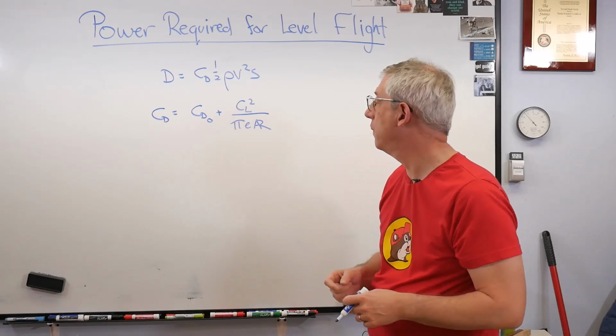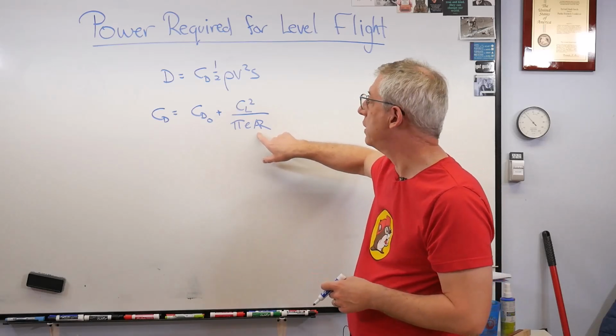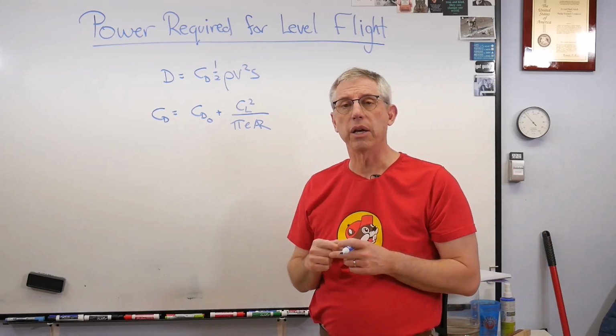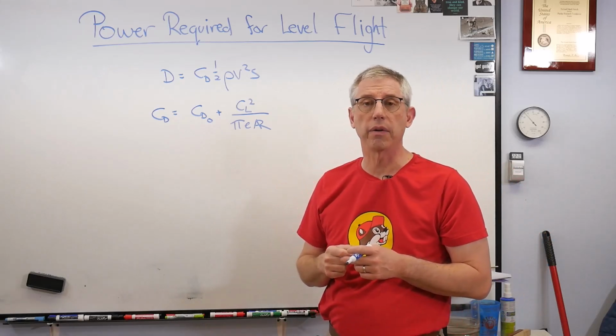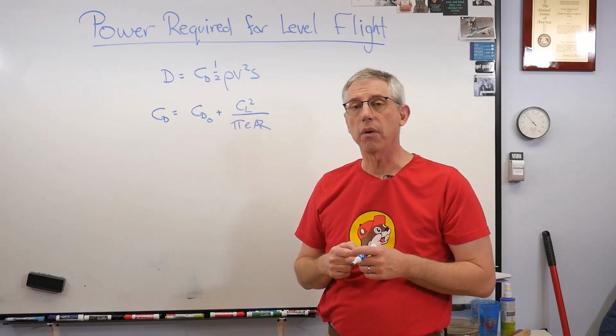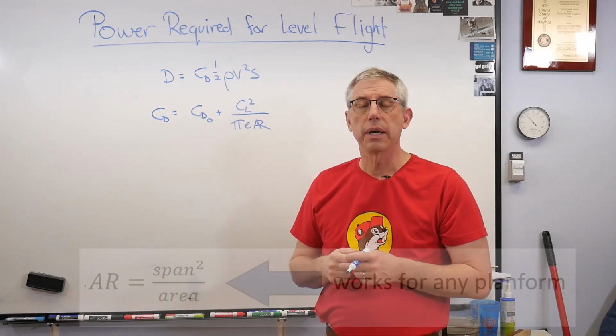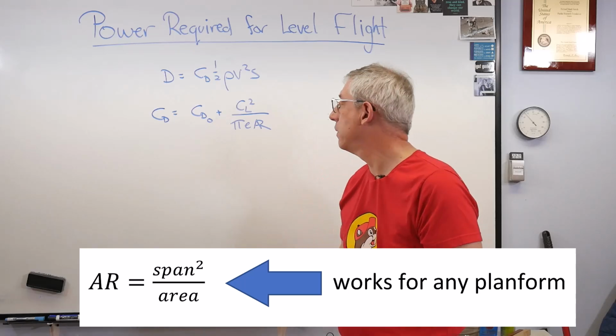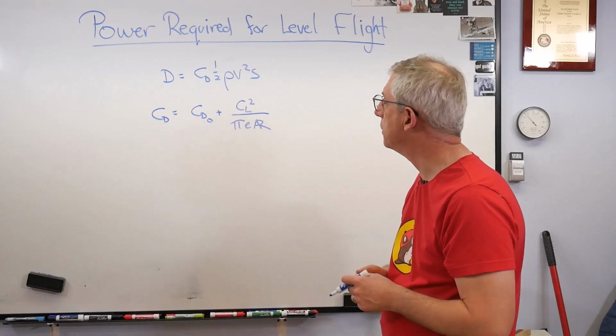So they're hard to build. And this little stylized AR here is aspect ratio. Now, if the wing's just rectangular, aspect ratio is span divided by chord. If it's not rectangular, like that one over there, aspect ratio is span squared over area. So we'll figure that out here in a little bit.